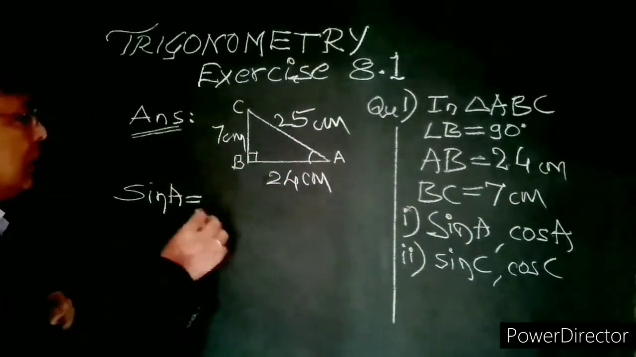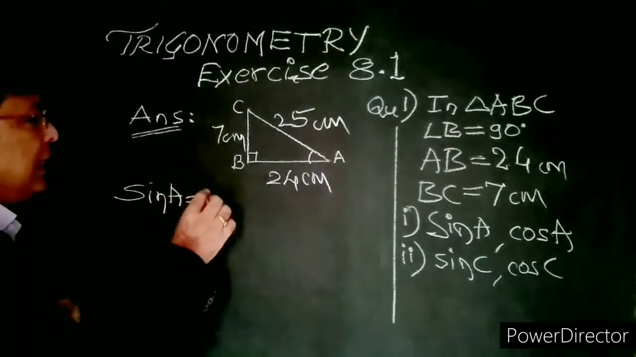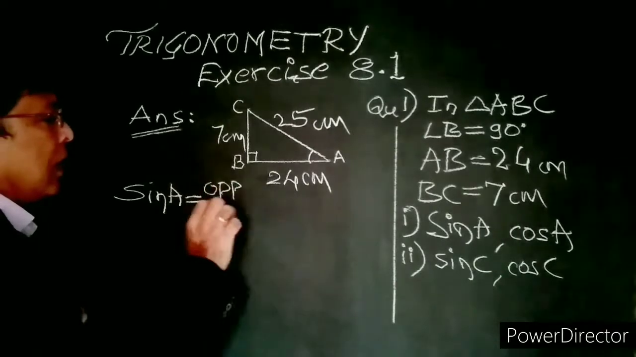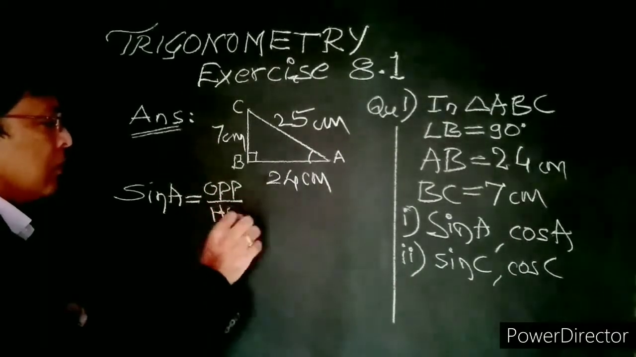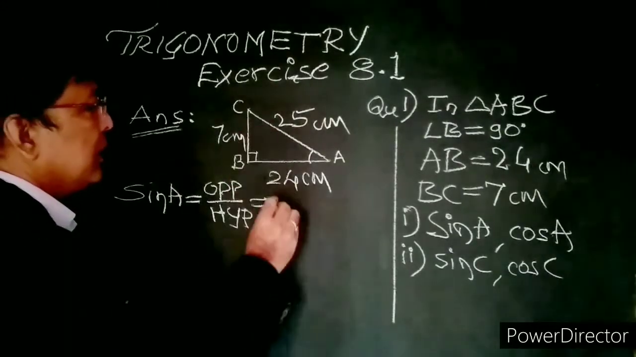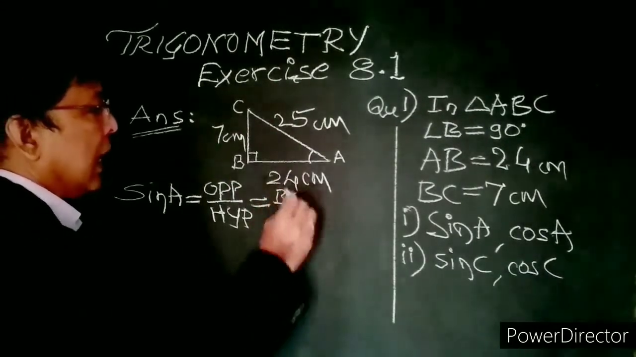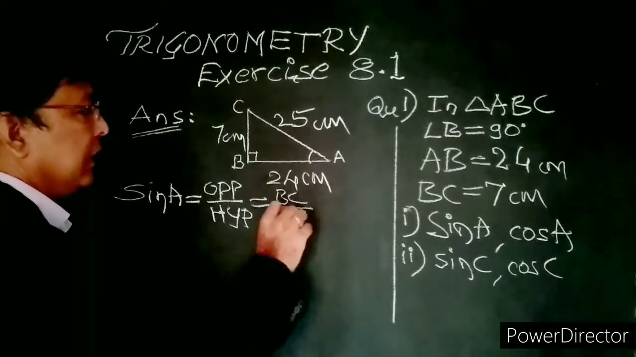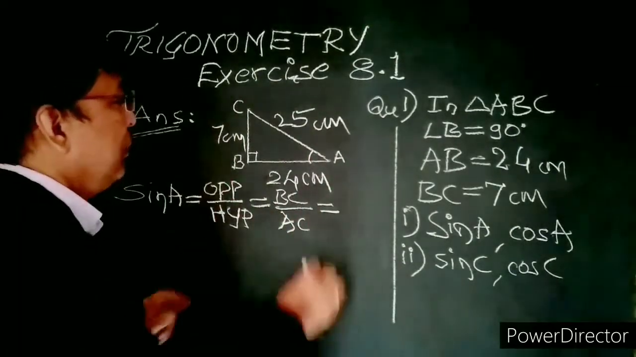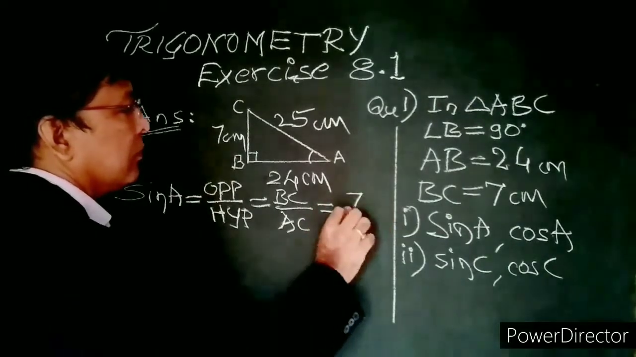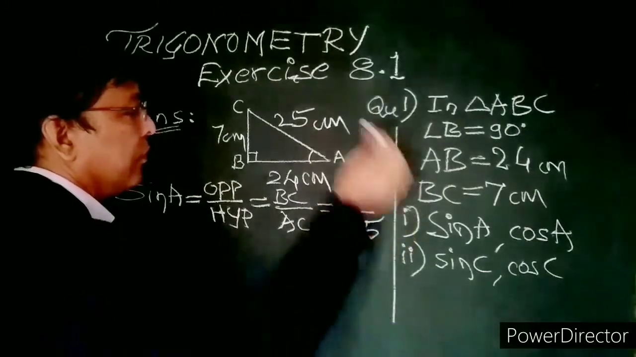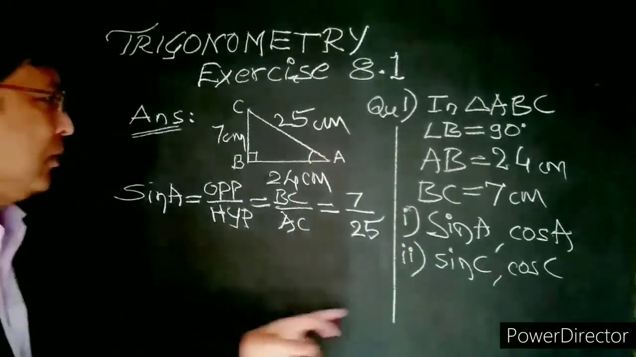So we know that the ratio for sin A is opposite side upon hypotenuse. Opposite side is BC and hypotenuse is AC. Let us substitute the values. BC is 7 and hypotenuse is 25. So sin A is 7 upon 25. Now cos A.